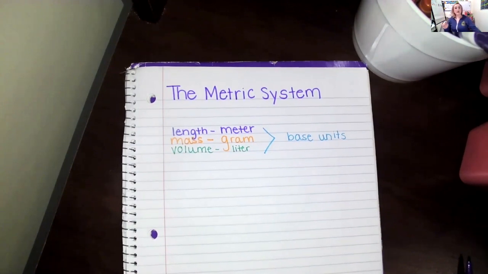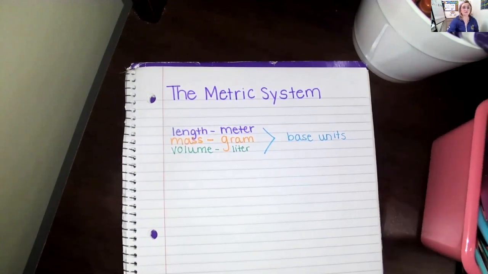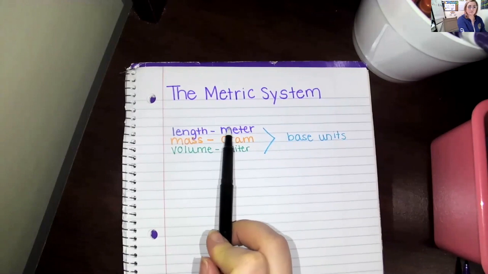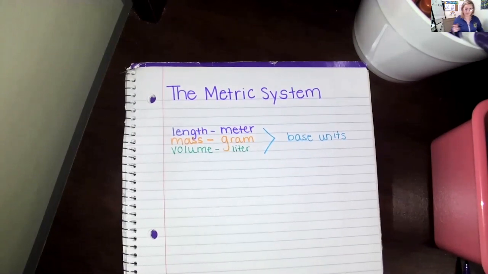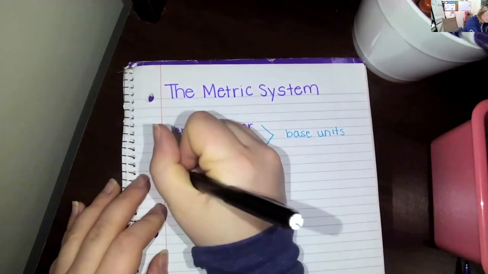Now, the cool thing about these 3 units is that we can use something called prefixes to tell us if an object or liquid or solid is something larger or smaller, okay? To do that, we use something called prefixes, which we attach to the beginning of our words, meter, gram, or liter, okay?